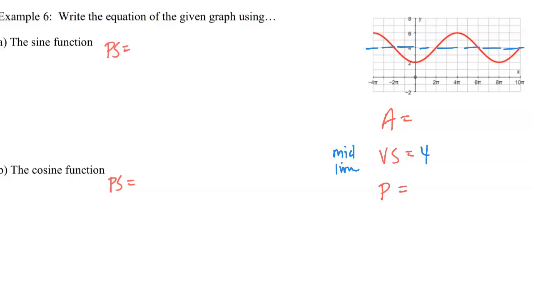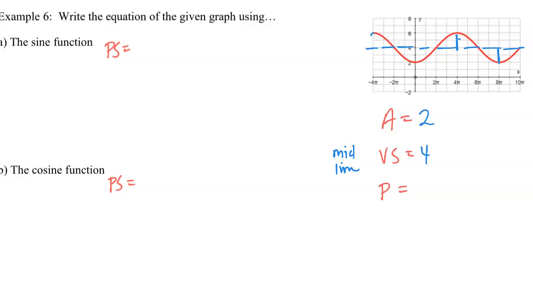The amplitude then is the distance between that midline and the top and the bottom of the graph. So it's going to be this distance or this distance, and in either case, you're going to see that that distance is 2. And then finally, the period.